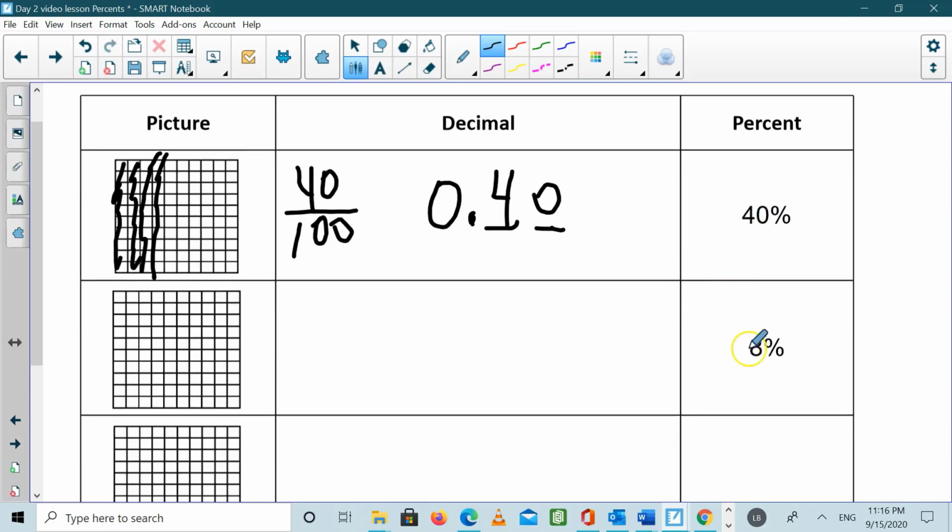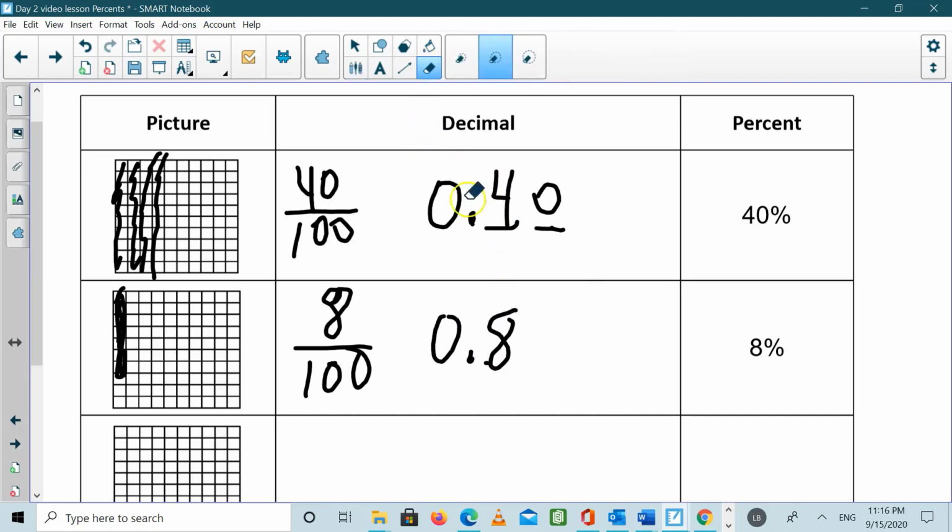Now let's try 8%. What does 8% mean? It is 8 out of 100. So it's just 8 of these. 1, 2, 3, 4, 5, 6, 7, 8. Now read the fraction. 8 hundredths. How do I write that decimal? There's the decimal. Do I write it like this? No. Why not? That's 8 tenths. I don't want 8 tenths. What do we want? 8 hundredths.